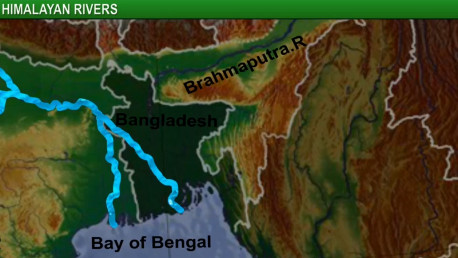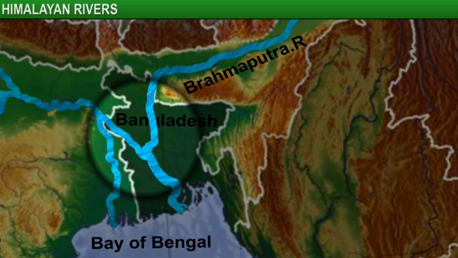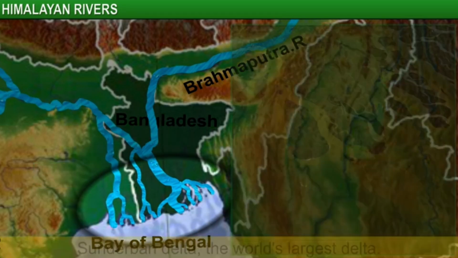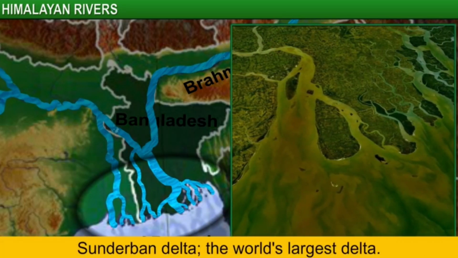In Bangladesh, it is joined by the Brahmaputra. Both these rivers join to form the massive Meghna River. At the mouth of these rivers is the Sundarban Delta, the world's largest delta.